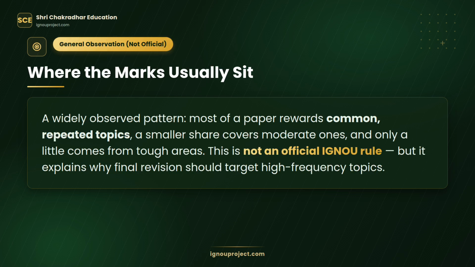Many students also ask how the marks are spread. While this varies by course, a widely observed pattern is that a large share of a paper rewards the common, repeated topics. A smaller share covers moderate ones, and only a little comes from tough or unusual areas. This is not an official rule, so do not treat it as a promise, but it explains why focusing your final revision on high-frequency topics is a sensible strategy.